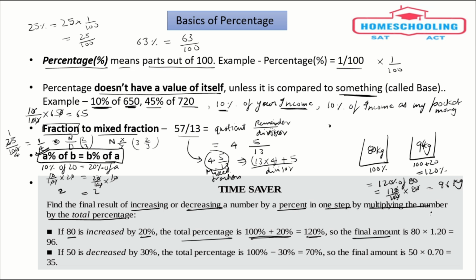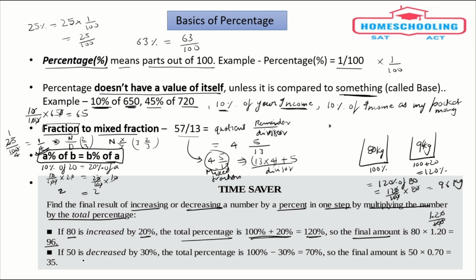120% of 80. So 120% of 80 can also be written as 1.2 in decimal form, because if we remove these two zeros here and one zero from the denominator, we put a point after one digit from the right side. So this would be 80 into 1.20, that would be 96.